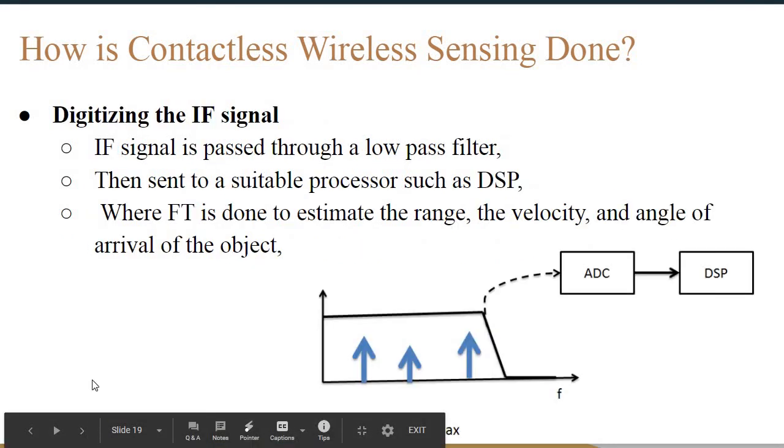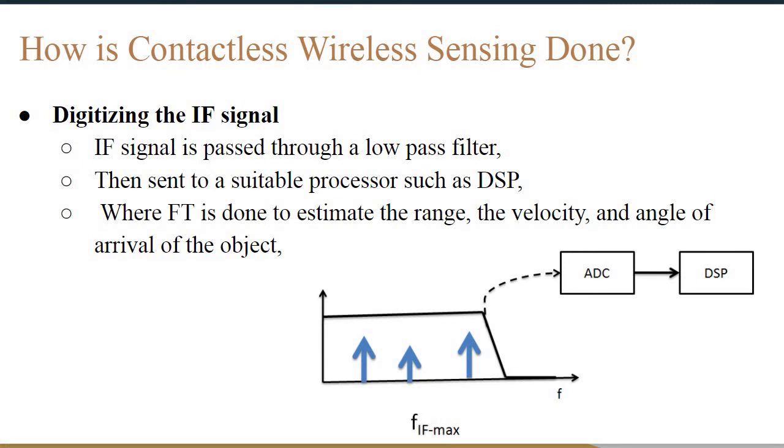So we now look at how we can digitize the IF signal. The resultant IF signal is passed through a low-pass filter to be digitized by an analog to digital converter, then sent to a suitable processor such as a DSP, which begins by doing a Fourier transform to estimate the range, the velocity, and the angle of arrival of the object.